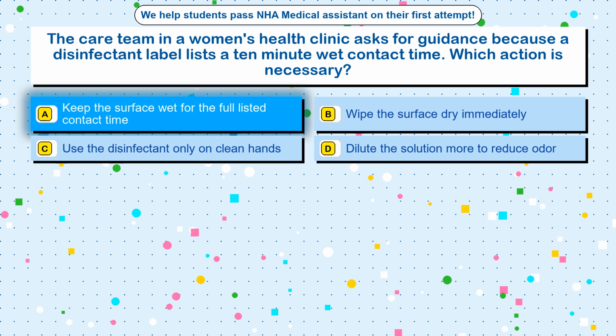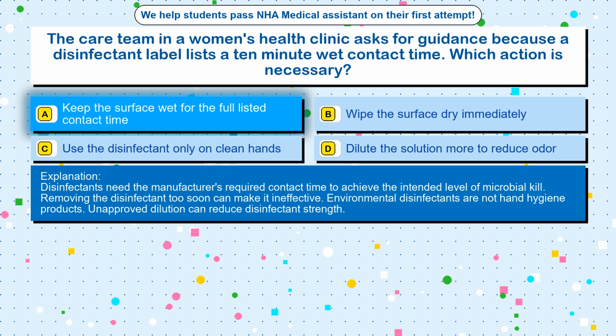The correct answer is option A. Keep the surface wet for the full listed contact time. Disinfectants need the manufacturer's required contact time to achieve the intended level of microbial kill. Removing the disinfectant too soon can make it ineffective. Environmental disinfectants are not hand hygiene products. Unapproved dilution can reduce disinfectant strength.